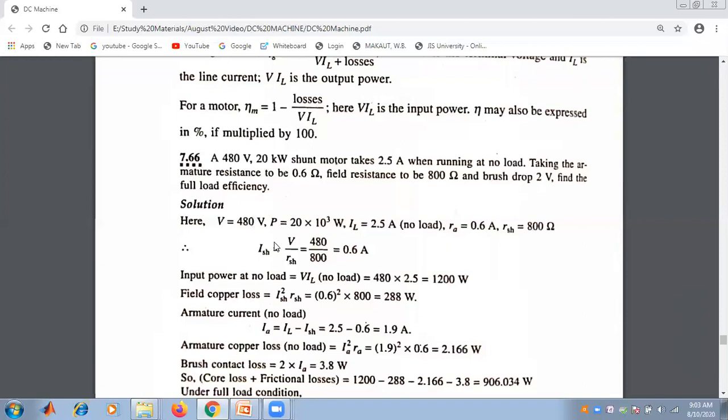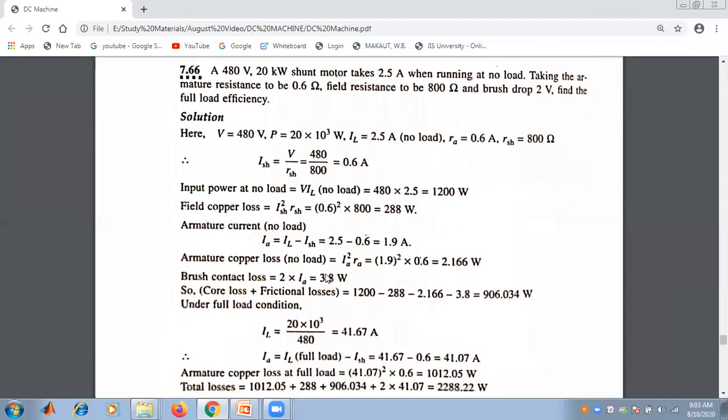So what is the value of Ish? Ish equal to V by Rsh, that is 480 by 800, that is 0.6 ampere. So what is the input power at no load? That is V IL at no load, V equal to 480 V into IL, that is 480 into 2.5, that is 1200 watt. So field copper loss, that is Ish square into Rsh, that is 0.6 square into 800, that is 288 watt.